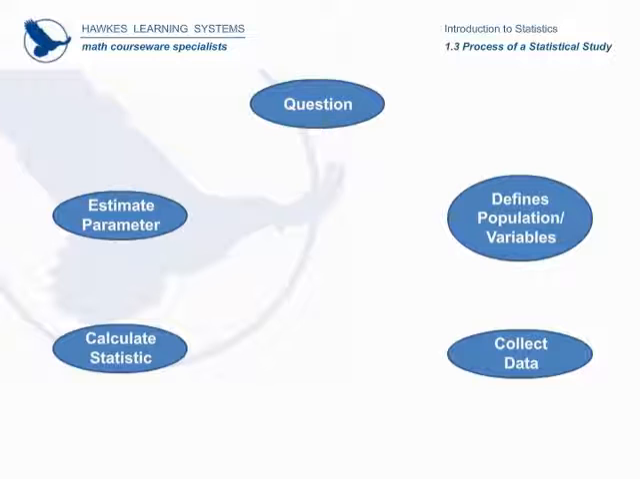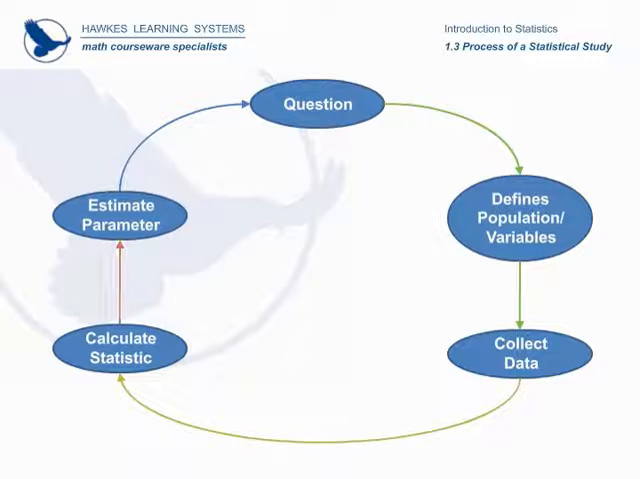So we have a research question. We define the population of interest that we want to take a look at. Next, we collect data from that population. Then we take a sample from that population and calculate a statistic. And then based on that statistic, we can estimate something about the population, or we can estimate the parameter. And this is a cycle. It continues to go on and on. Once one question is answered, it can lead to follow-up questions, and the cycle continues.